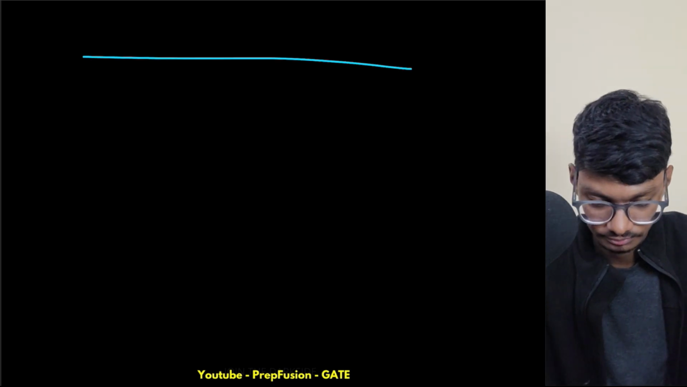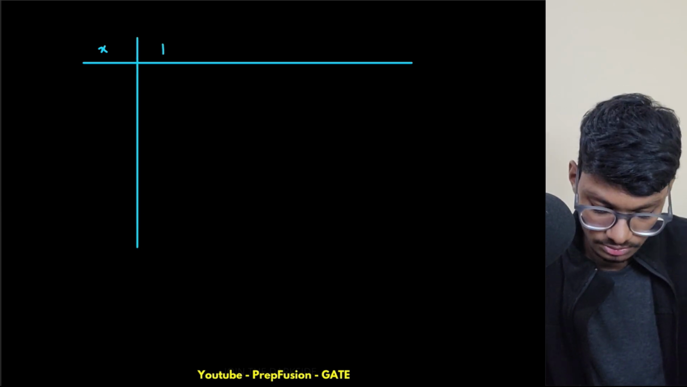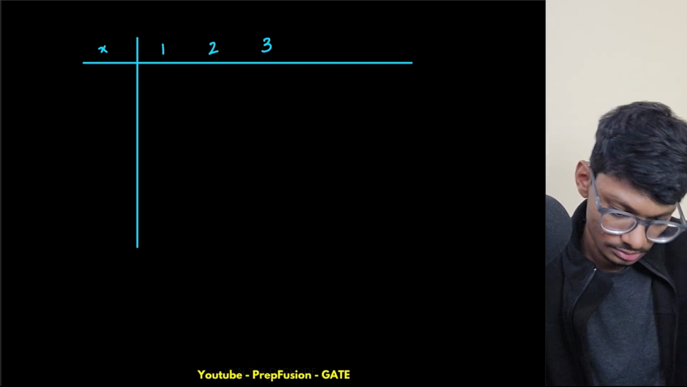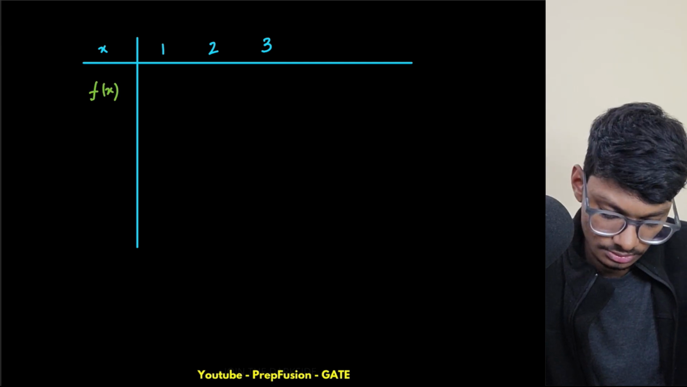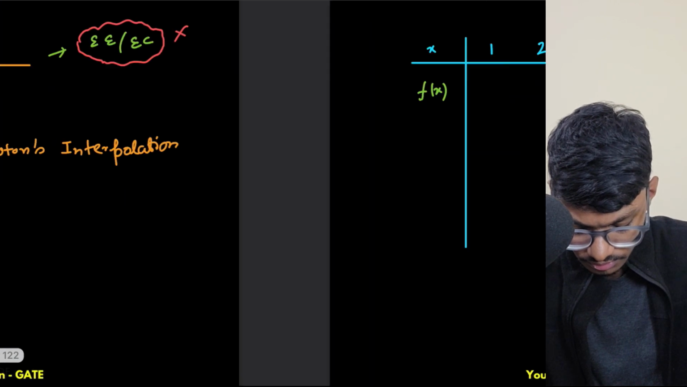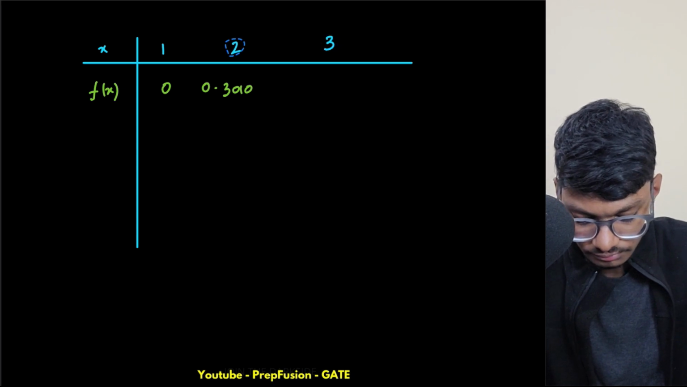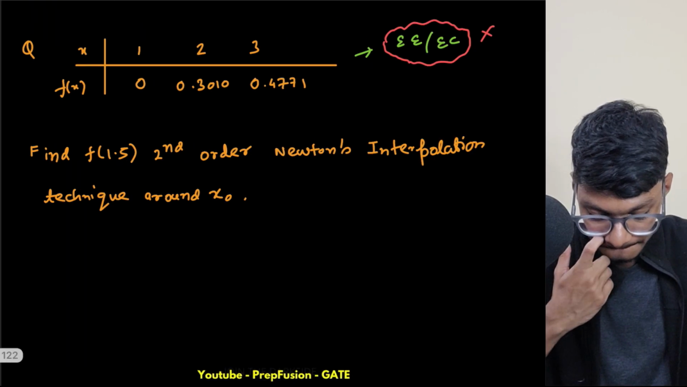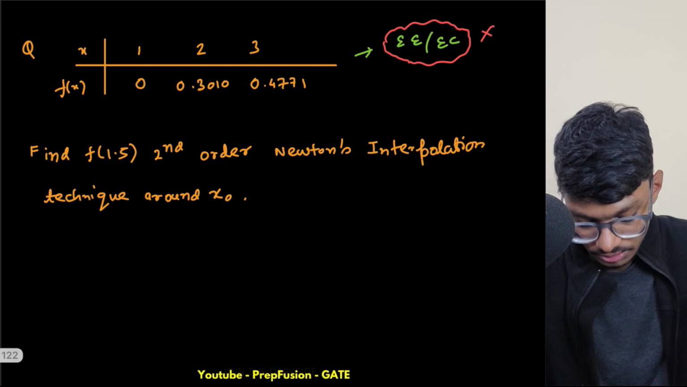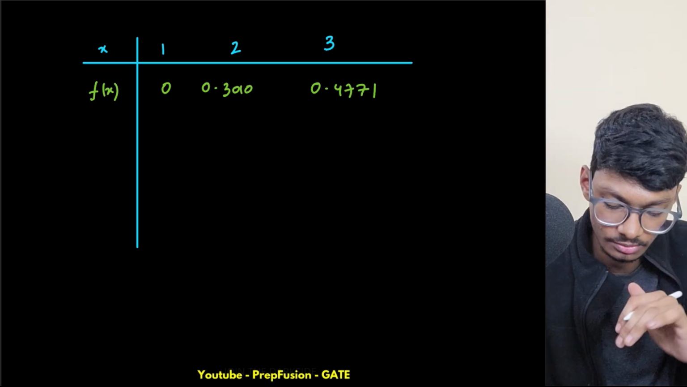You have to first draw the table. x is 1, 2, 3, then f of x is 0, 0.3010, 0.4771. Okay, so this is fine. Now what is the first difference? We have to interpolate using the difference method.